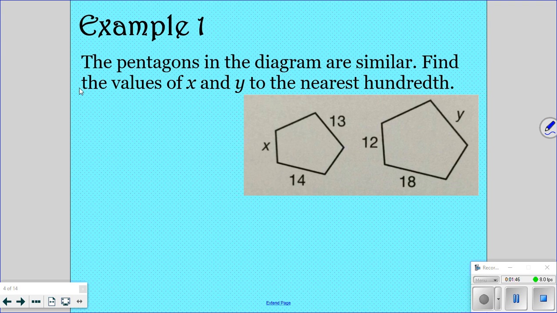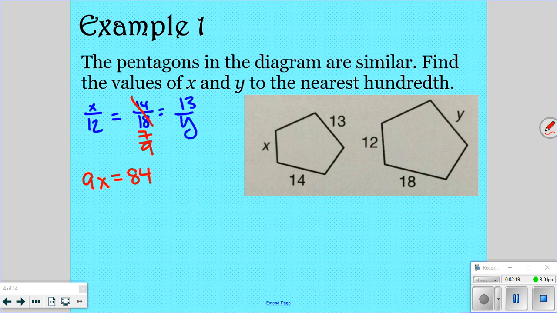So x to 12 equals 14 to 18 equals 13 to y. And then from there, I'm going to reduce this 14 over 18. If you divide them by 2, that'll give you 7 over 9. And then you can cross multiply, and you'll have 9x equals 7 times 12, which is 84. And it says round to the nearest hundredth, so we're not going to leave it as a fraction. So 84 divided by 9 is 9.33.